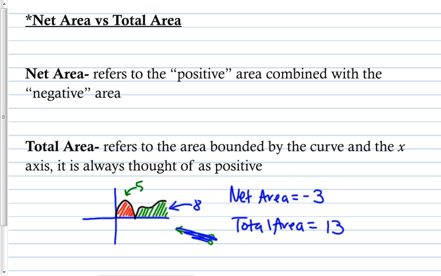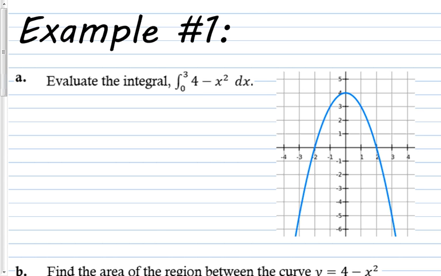Okay, so example 1. Evaluate the integral. So here I have a graph of my function 4 minus x squared. And when I'm asking you to evaluate the integral, what I'm actually asking you to do is to find the antiderivative, right? Or another way to look at it is to find this area and this area and add them together. And yes, the area underneath the x-axis is going to be negative, so it'll cancel out some of the top area.